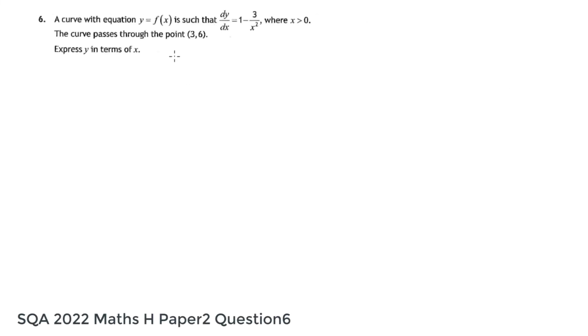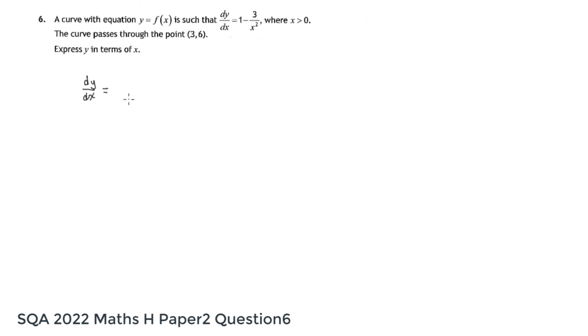Well, here we have question 6. We have a curve with the equation y equals f of x. We're told that dy by dx equals 1 minus 3 over x squared, where x is greater than 0. And we're told that the curve passes through the point 3, 6, and we're asked to express y in terms of x. So the problem here is how to interpret this question.